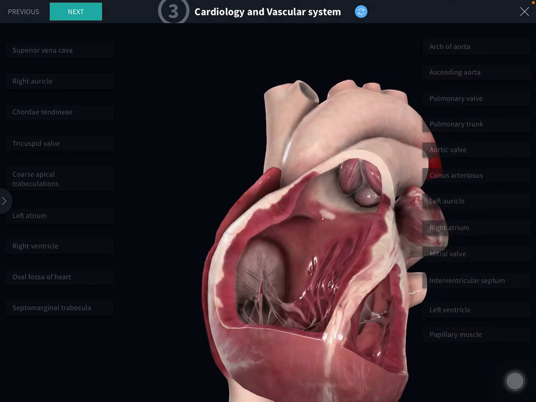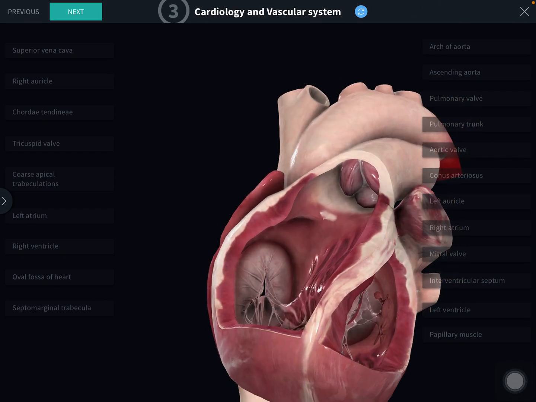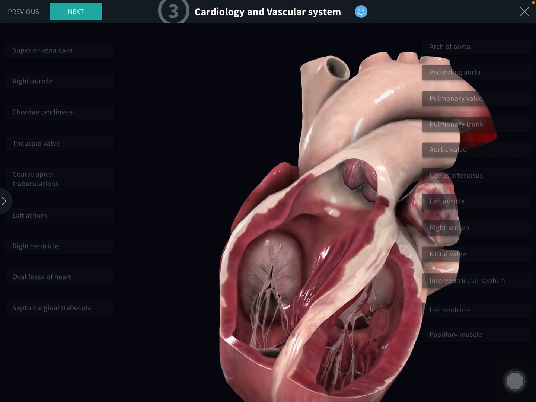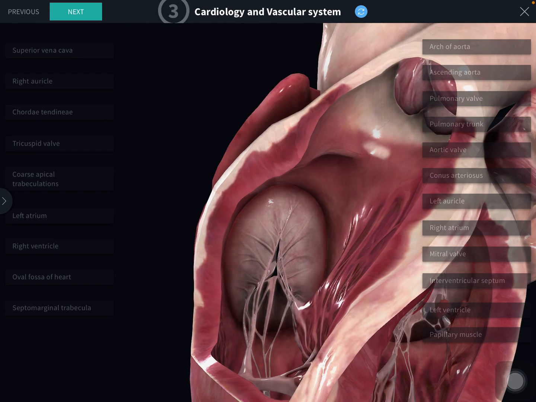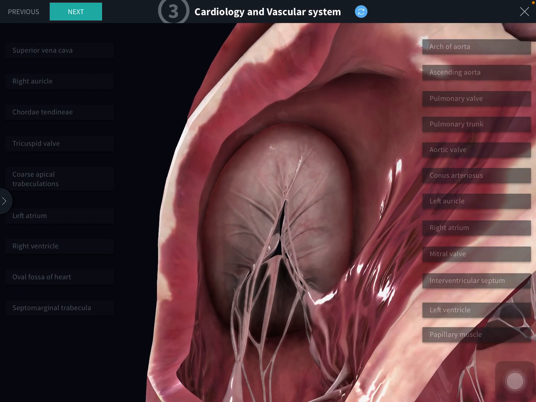So we will see this side also. This is the orifice, the right AV orifice. The circumference of the orifice varies between 10 to 12 centimeter. You are nicely seeing the cusps of the valve. So now we will see the tricuspid valve complex. This is the tricuspid valve complex, which guards the AV orifice.